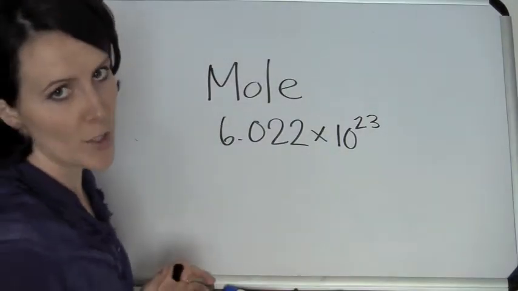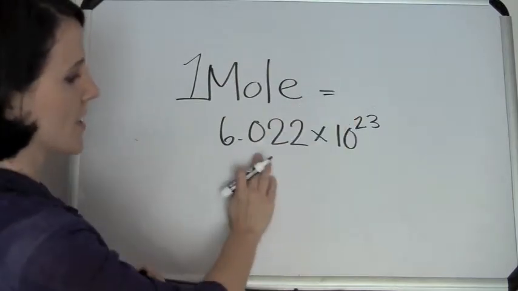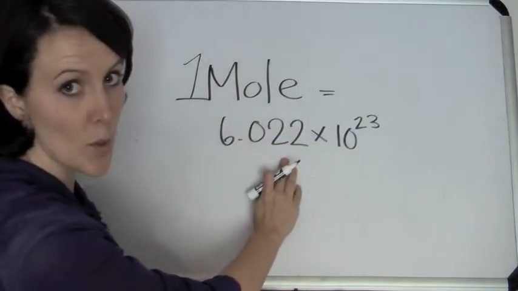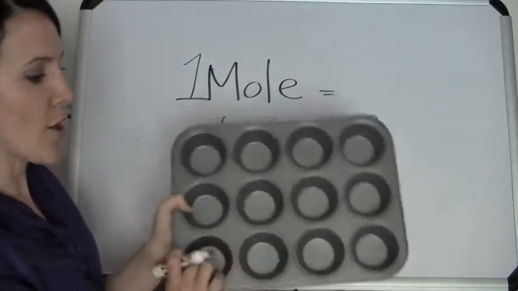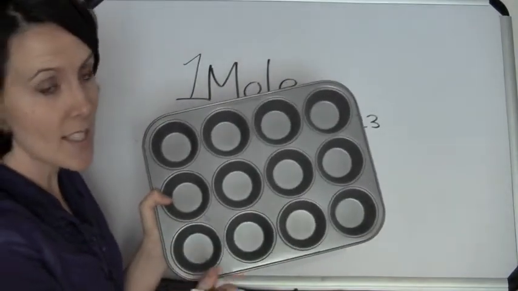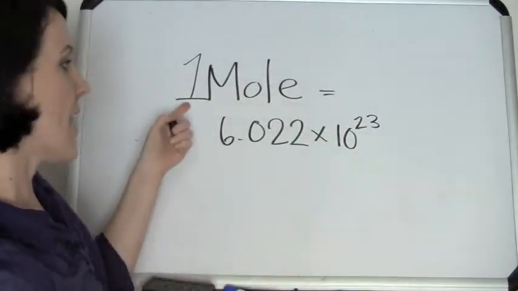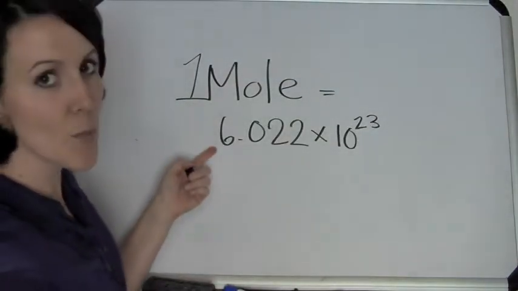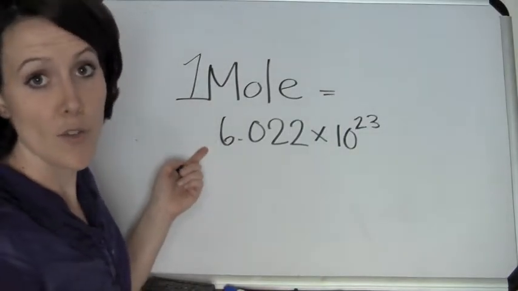To help it hit home a little bit more, 1 mole equals 6.022 times 10 to the 23rd of something. Similar to a baker has 1 dozen, that equals 12 muffins. A chemist has 1 mole equaling 6.022 times 10 to the 23rd. This is known as Avogadro's number.